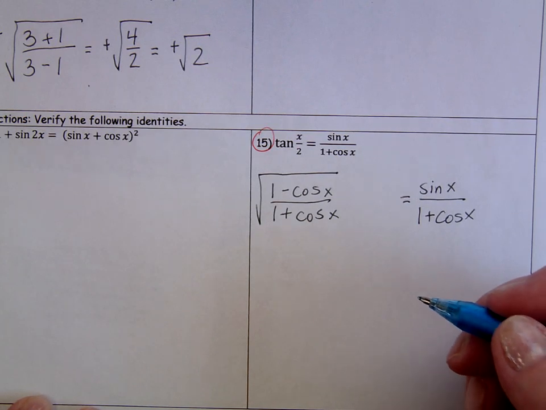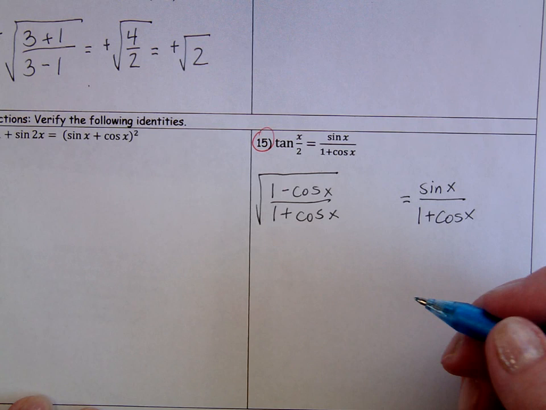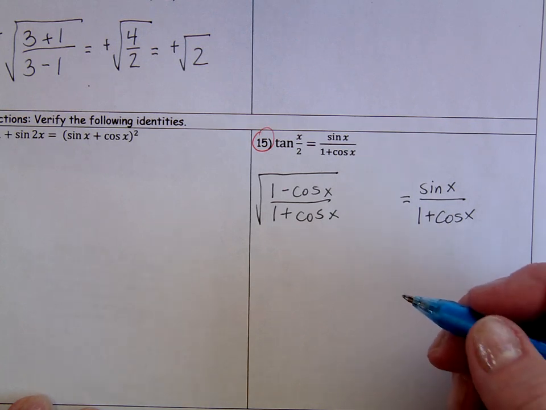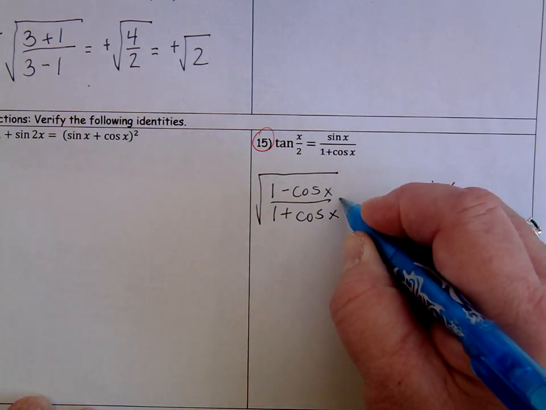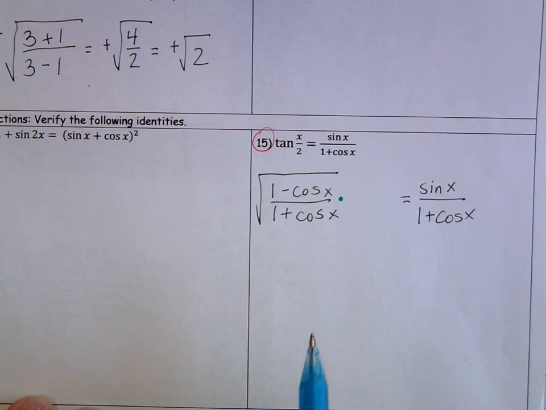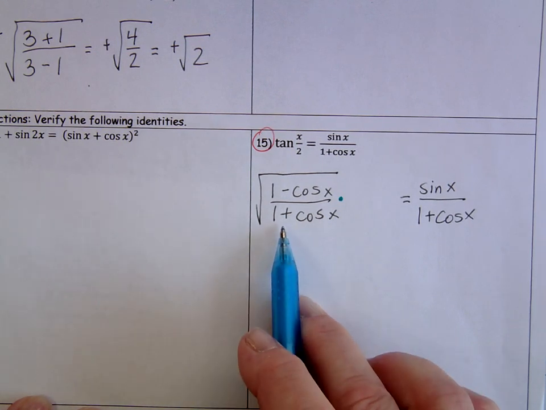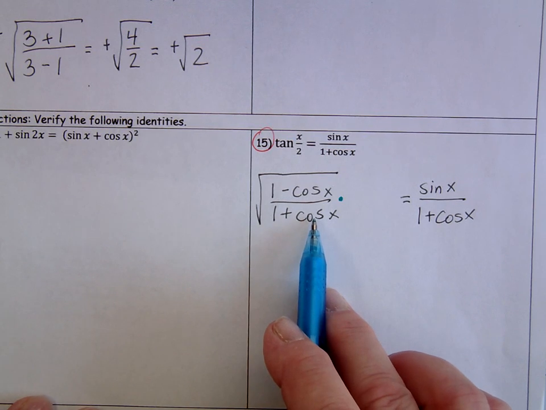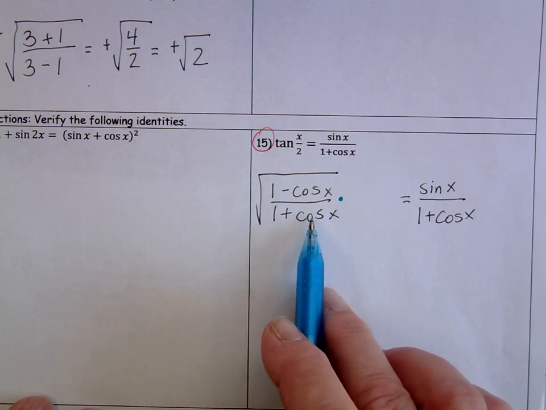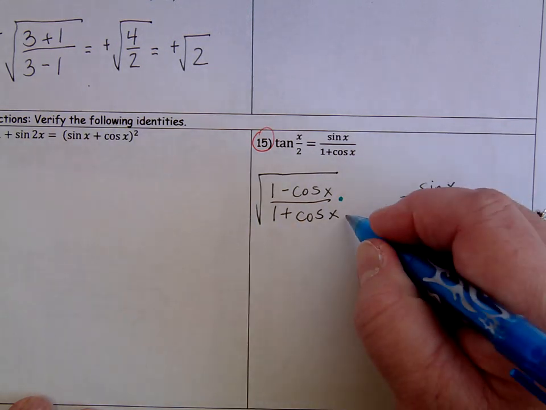You know how we've been multiplying by like 2 over 2 or 3 over 3? They're all forms of 1. Here's what I want to do with this one. Whatever the denominator is determines what I'm going to multiply by. This is a 1 plus the cosine, so I want the opposite sign. It's like when we did the complex conjugates, and you keep the two pieces but take the opposite sign in the middle. That's what I'm going to do.